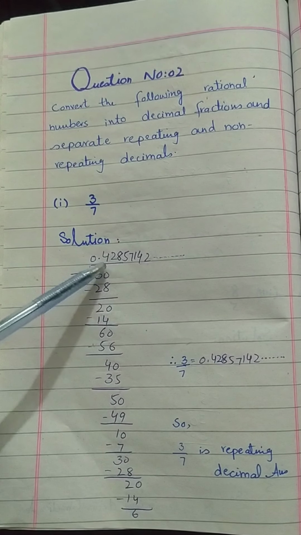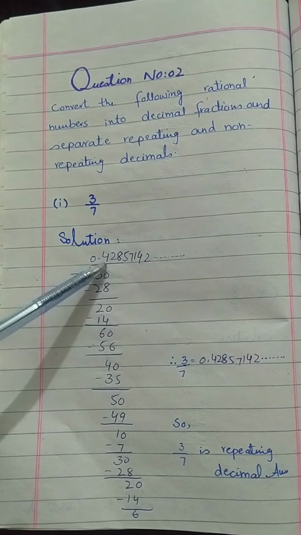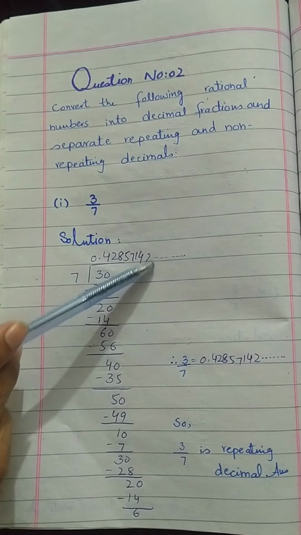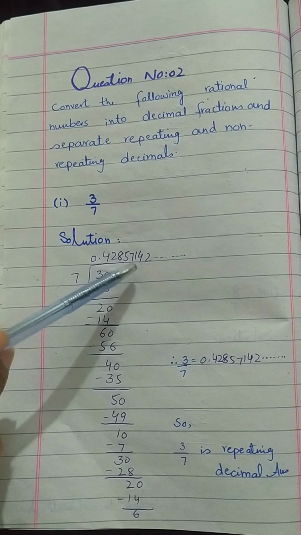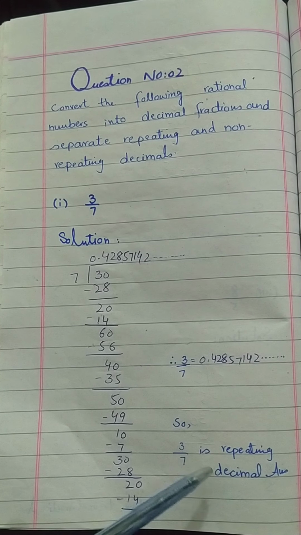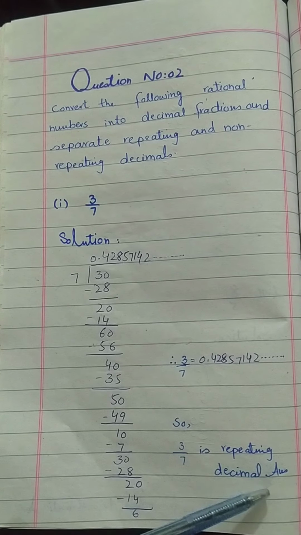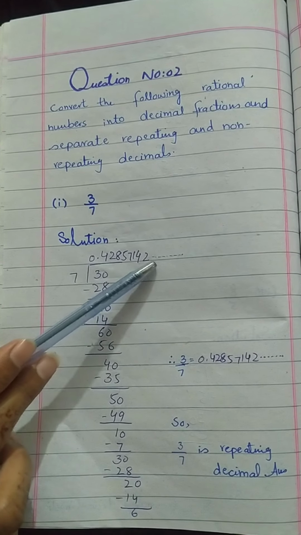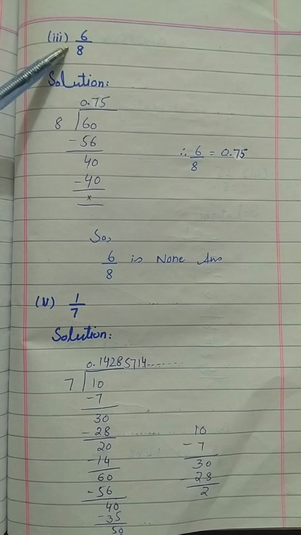You see that the values are now repeating, because we have already 4 and 2, and then 4 and 2 and so on. It means that the values are repeating, so this is a repeating decimal and infinite, which is a non-terminating value. The next question, we have 6 by 8 fraction.